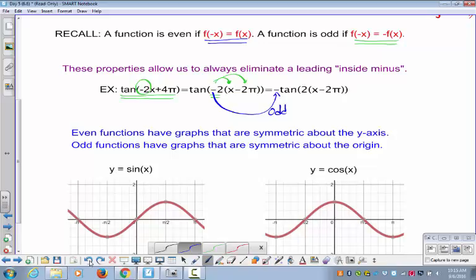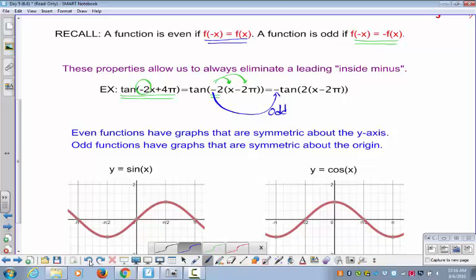Because tangent is odd. So if we have a leading minus for an odd trig function, just jump the minus to the front. If it's an even trig function, just erase it. And that is going to be a lot easier to deal with instead of dealing with horizontal reflections. It's always easier to deal with vertical reflections. We're much more comfortable with that.